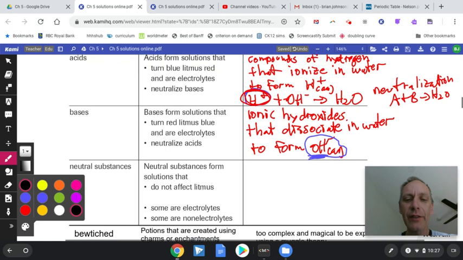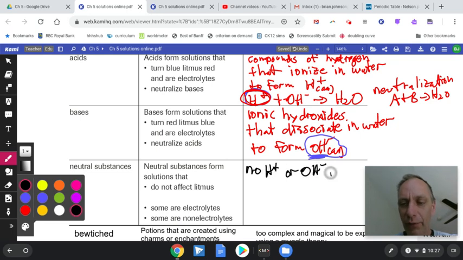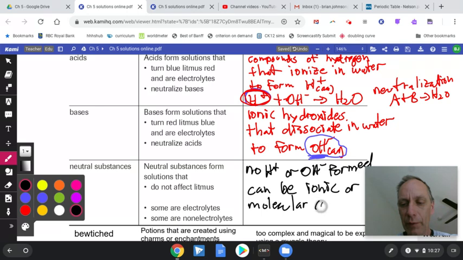And then the last one, neutral substances. So no H+ or OH minus formed. So any substance that does not form hydrogen ions or hydroxide ions is considered neutral. And these can be ionic or molecular compounds.